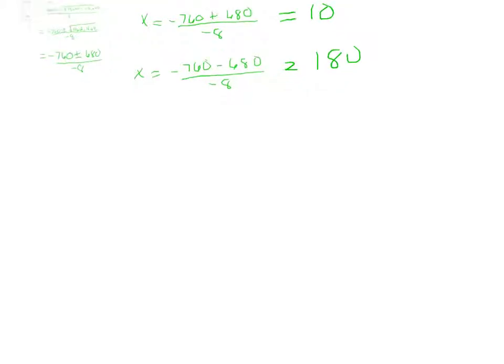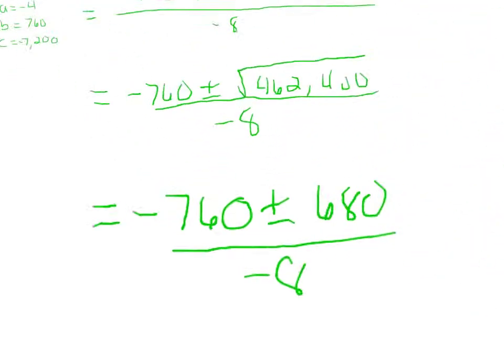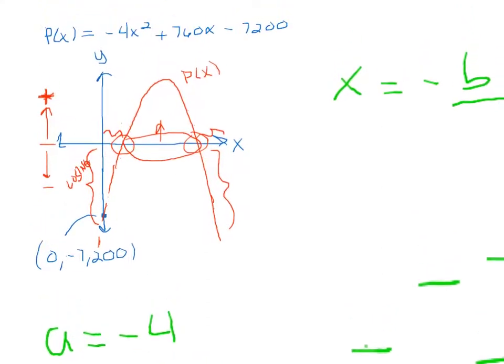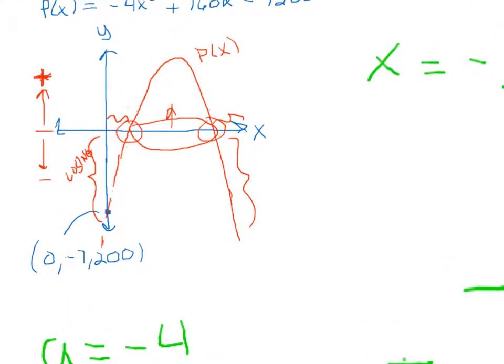So let's go back to our earlier graph here. Here's our earlier graph that we kind of just put together. We found this value here. This is x is equal to 10. And we found this value here. Remember, these are the x-intercepts, where it crosses the x-axis. This is x is equal to 180. Okay, so we found those two points.